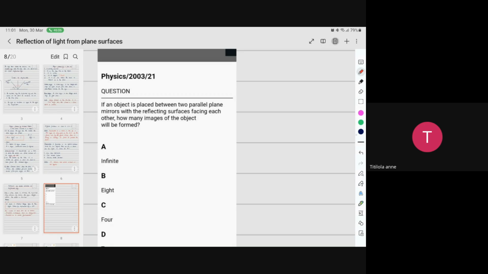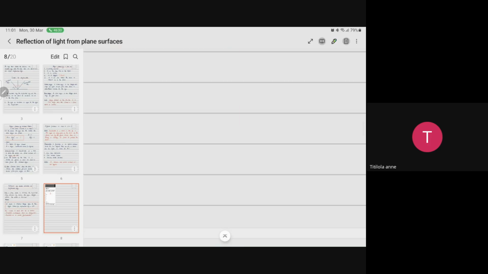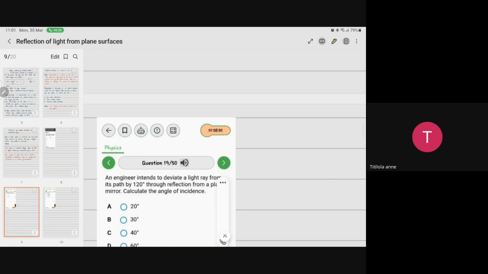Now, so it's infinite, right? Why is it infinite? Because if they are parallel, what does it tell you? That the angle between them is what? 0 degrees. Because if they are parallel, that means they are not inclined at an angle. They are just parallel to each other. So now our answer here is going to be what? Infinite, right? Because they are parallel. Parallel means they are what? 0 degrees, right? So take note of that.